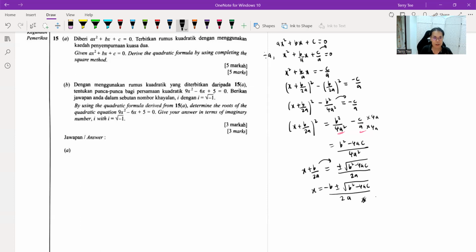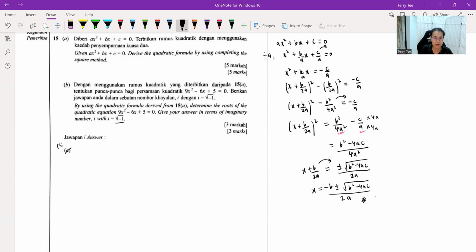All right, part B I'm going to do over here. They say use the quadratic formula derived from A to determine the roots of this quadratic equation. Give your answer in imaginary numbers where i is square root of negative 1. Now, a lot of people got shocked. They say, what is this? Square root of negative 1, what is i? Well, don't worry so much about it. Just replace your square root of negative 1 with i. Your answer will be i. We actually do this in A Levels, not Form 5, but it's not to say it's very difficult.